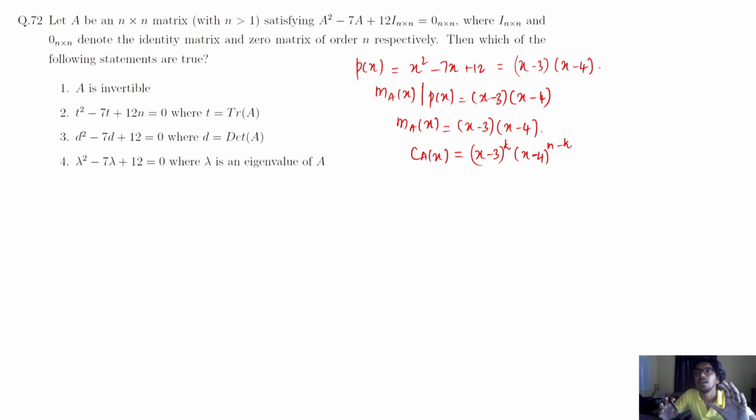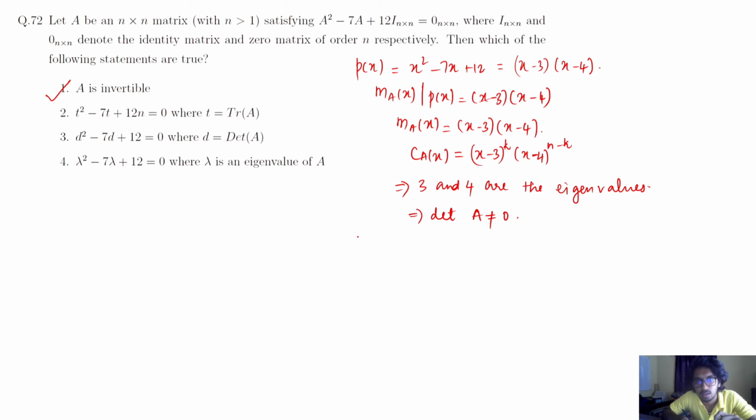Hence, the determinant of the matrix cannot be equal to 0, since it is going to be a product of 3's and 4's. Therefore, the determinant is not 0, and hence the matrix is invertible. And how did we get this 3 and 4? Just by solving this one, right? Therefore, the eigenvalues will also satisfy this one. Hence, option 4 is also true, right?